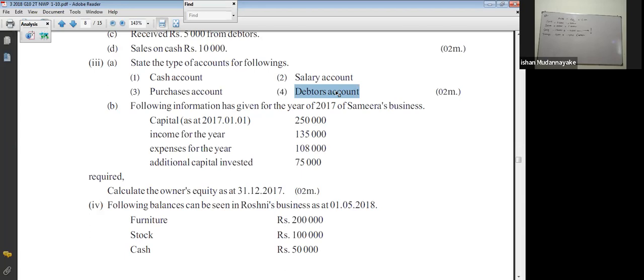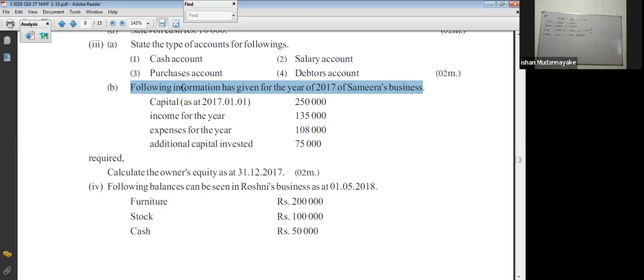Go to the question, part B. Part B. The following information has been given for the year 2017 of Samira's business. Required: calculate the owner's equity as at 31st December 2017. How much is the owner's equity? 352,000. Right, 352,000.